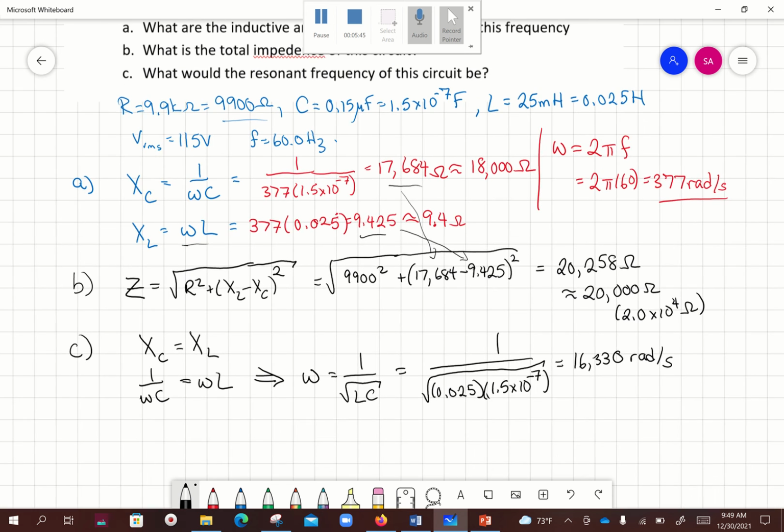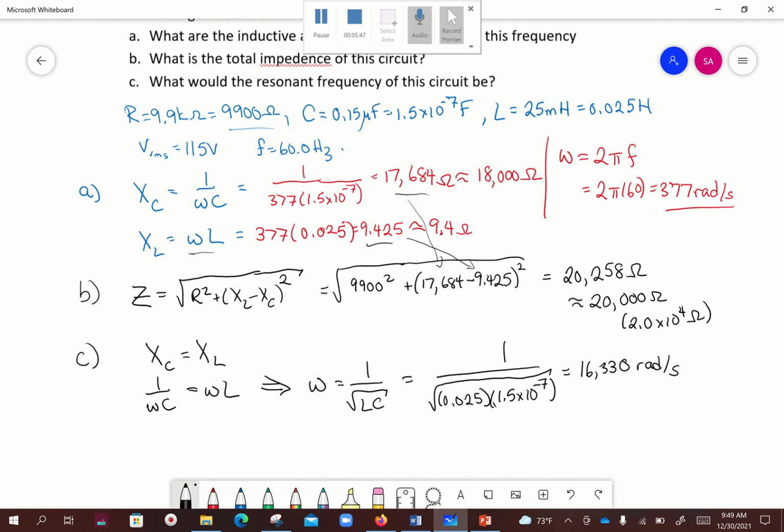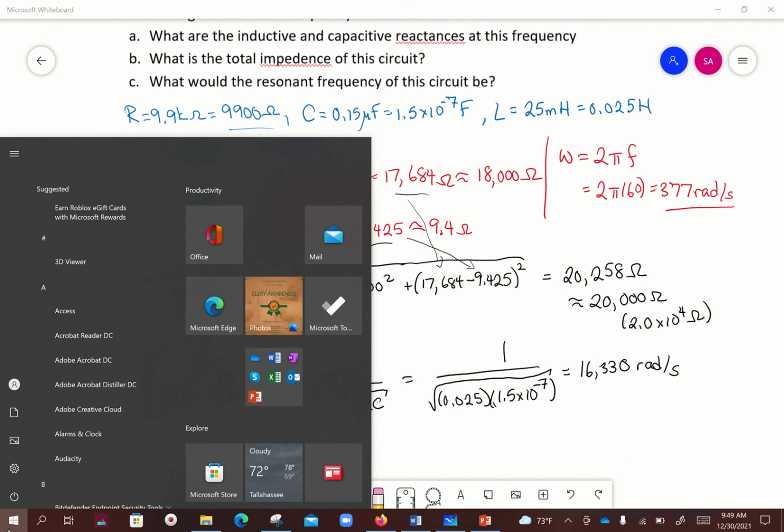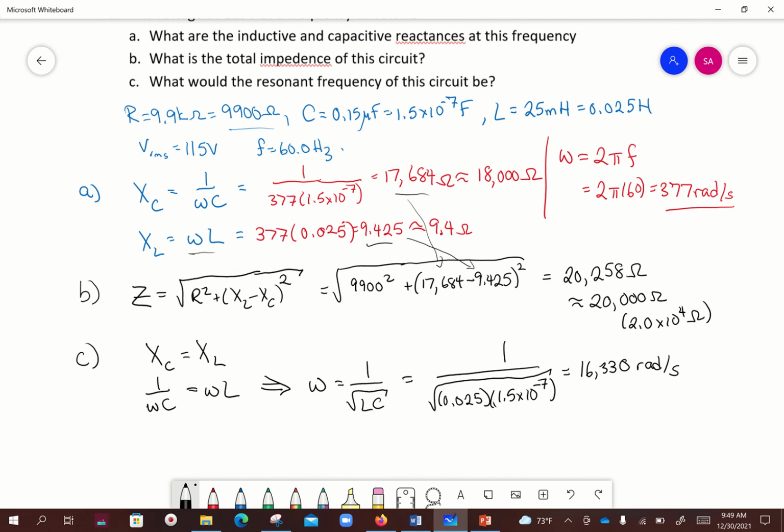All right, so now this is omega. I'm probably being asked for the frequency. So here it doesn't actually say whether it wants F or omega, but if the problem asks for the frequency in hertz, I would have to find F. So remember, omega is equal to 2 pi F. So that means F is equal to omega over 2 pi. So I'm going to take my 16,330, divide it by 2 pi, and I get a value of 2,600 hertz.